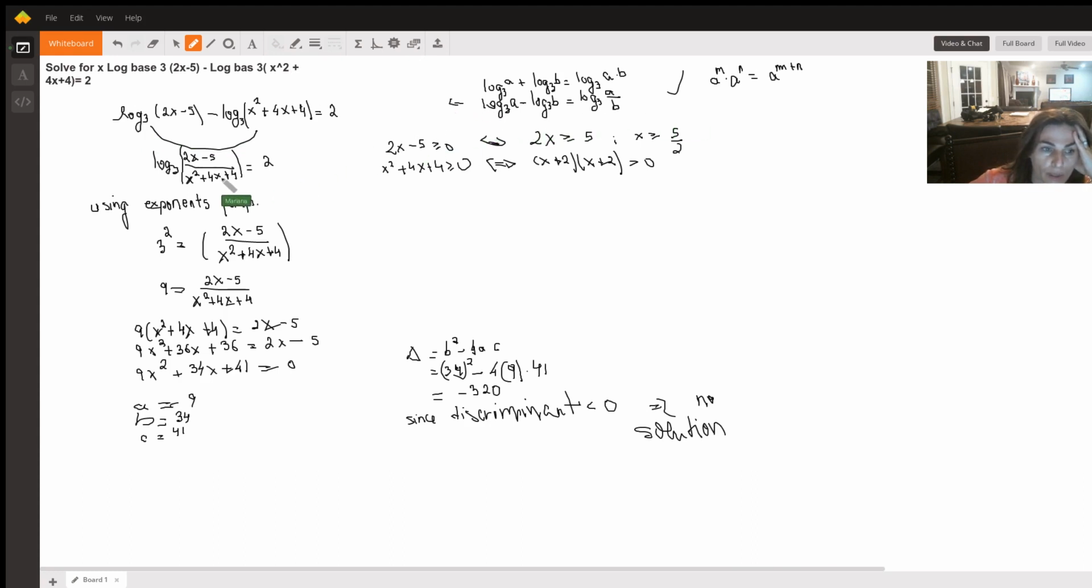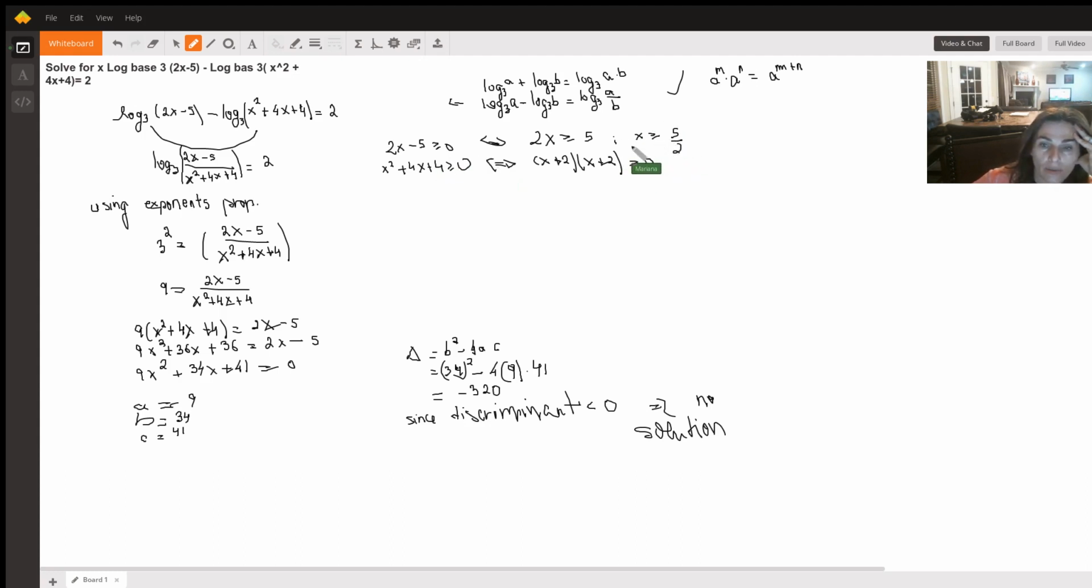So based on this property, we can rewrite the whole expression as log base 3 of (2x minus 5) over (x to the second plus 4x plus 4) equals 2. Now you always have to look at the conditions of the log. Since you have log functions, you need to set your expression, 2x minus 5 over x to the second plus 4x plus 4, greater than 0.